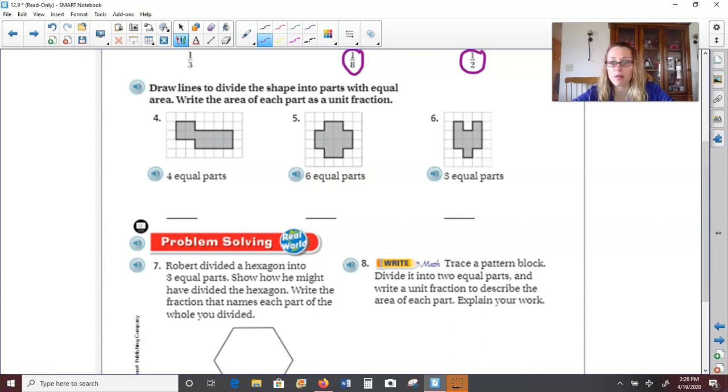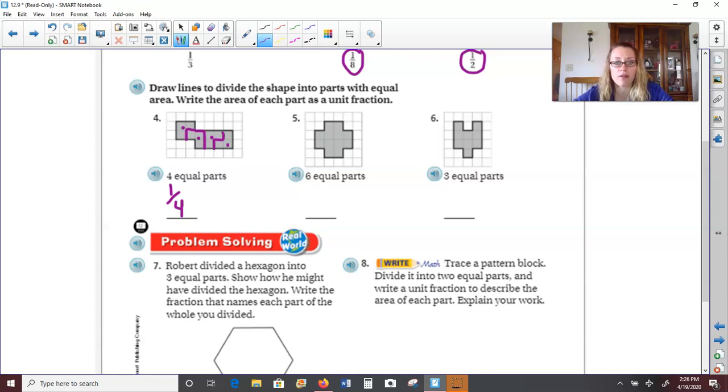And on number 4, we need to take this odd shape and create 4 equal parts out of it. So first I want to count the total area. 1, 2, 3, 4, 5, 6, 7, 8, 9, 10, 11, 12. And if there's 12 squares inside, and I need to divide that by 4 parts, 12 divided by 4 is 3. So now when I'm making new shapes, each new shape inside here needs to have an area of 3. And when I do that, I get 1, 2, 3, 4 equal parts. And each part would represent 1/4 of the whole shape.